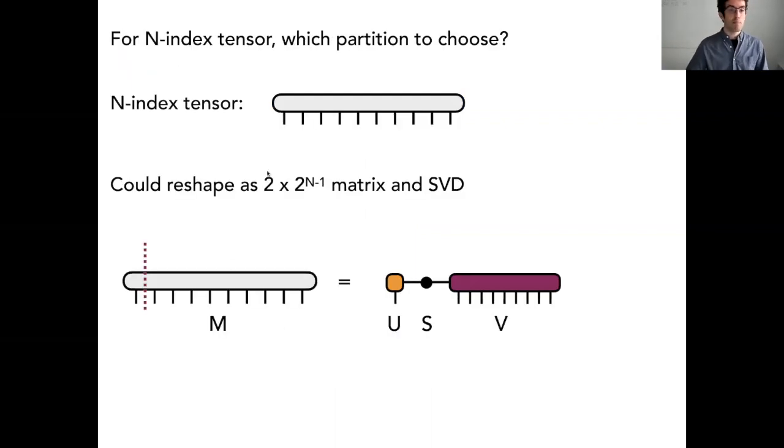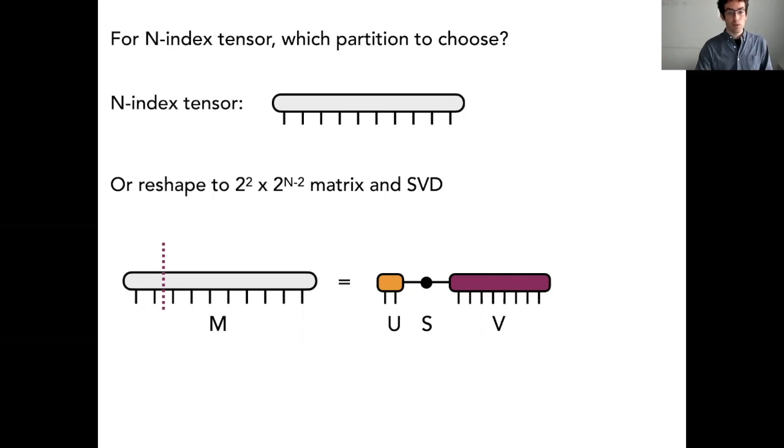Now let's think about a really big tensor, a tensor with a lot of indices, and think about all the different choices that we have. So we could cut here or partition here and say, okay, let's take all these indices to be dimension 2. I could think about reshaping into a 2 by 2 to the n minus 1 matrix and SVDing, or a 2 to the 2 by 2 to the n minus 2 matrix and SVD, and so on and so on.